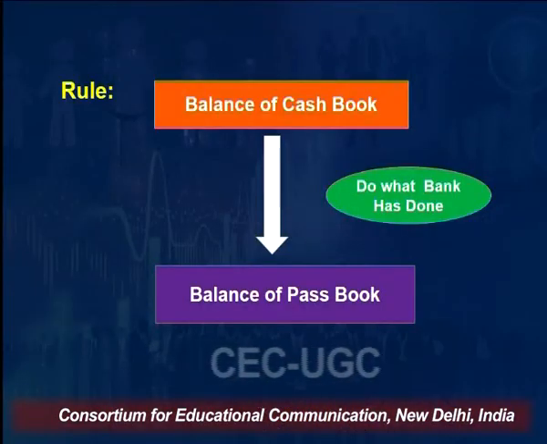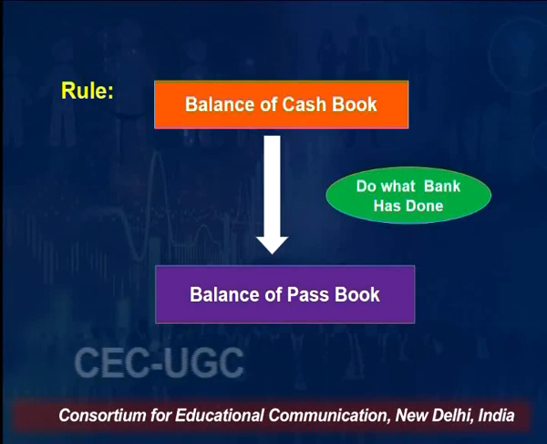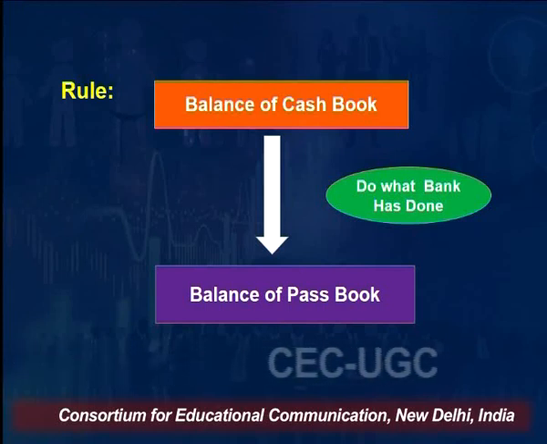So if you have to go from the balance of the cash book to the balance of the passbook, which is also an overdraft balance, there are some rules which I have already explained in my previous lecture. If you are beginning the bank reconciliation statement with the balance of the cash book and you have to reach the balance of the passbook, do what the bank has done. You have to act according to the bank. If they have added some item, you add that item. If they have deducted some item, you deduct that item.